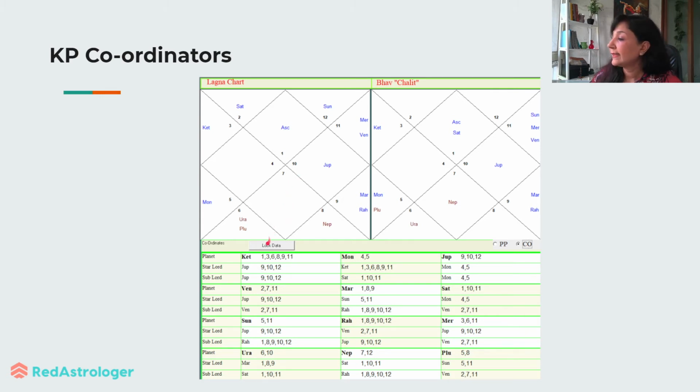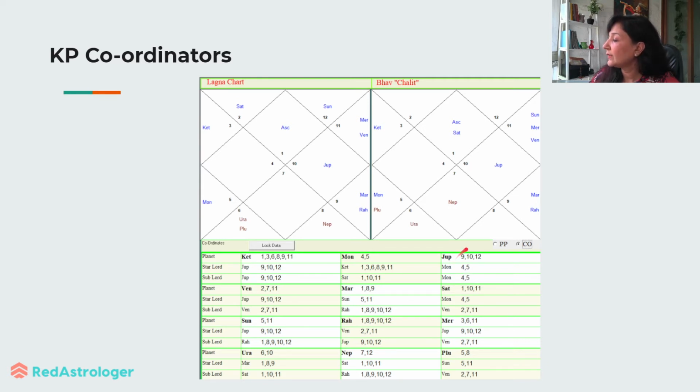Okay, so let's see the Ketu script. So this is the Ketu script. So the star is Jupiter, okay? And now what does Jupiter show? Jupiter is showing 4th house, 5th house, 9th, 10th and 12th. This is showing promise plus quality of marriage.